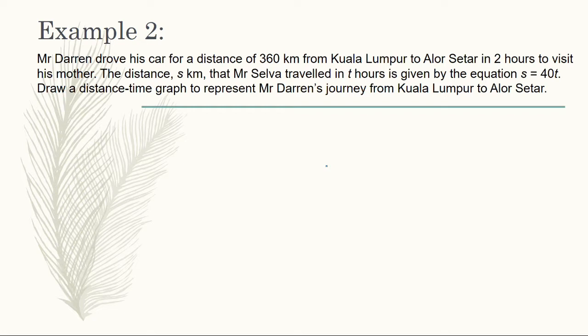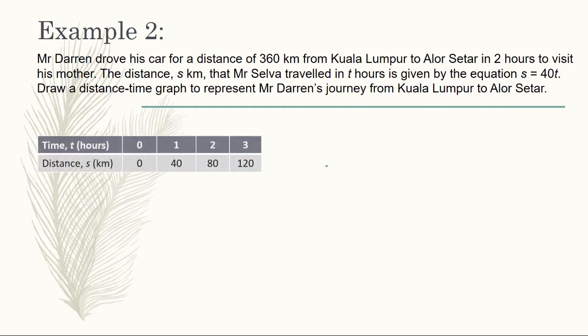Before you draw the distance time graph, the first thing that you have to prepare is the table of values. The table of values I've prepared over here is like this, from 0 to 1, 2, 3, because it mentioned 2 hours, so make sure you have the 2 over here. Using the equation S equals 40t, if the time is 0, it will be 40 times 0, so we will get distance 0. If it is 1, 40 times 1 is 40, 40 times 2 is 80, and 40 times 3 is 120. That is how you get your table of values.